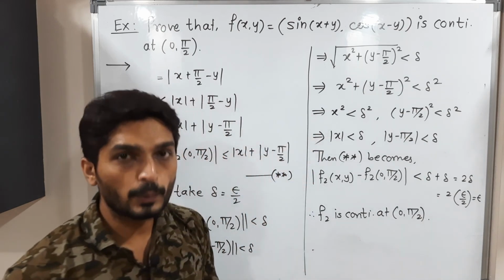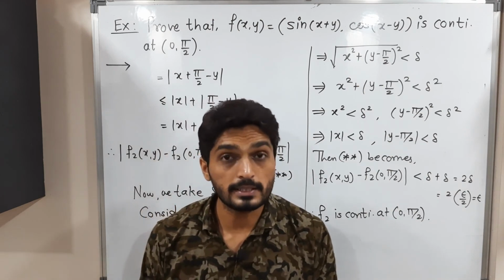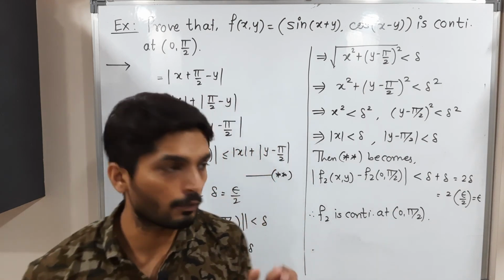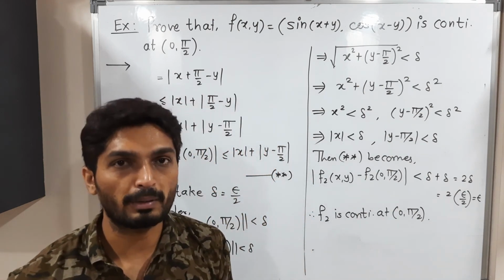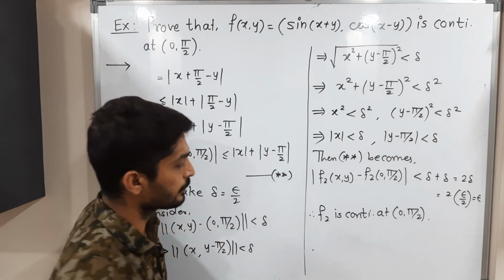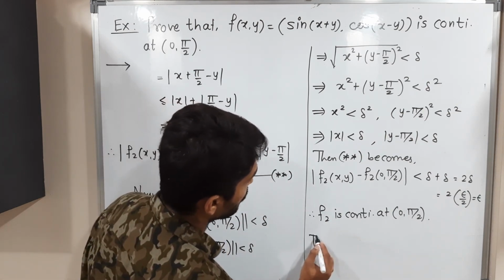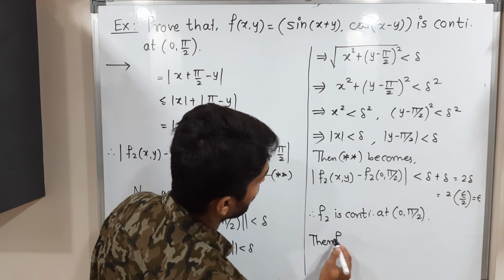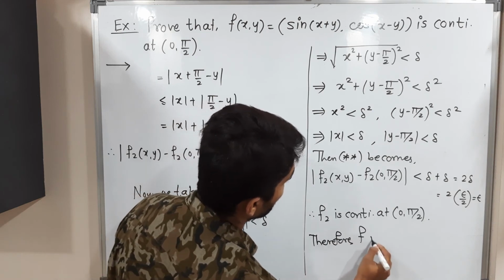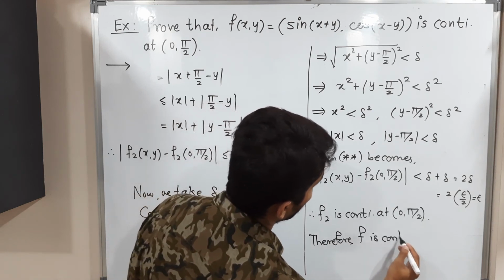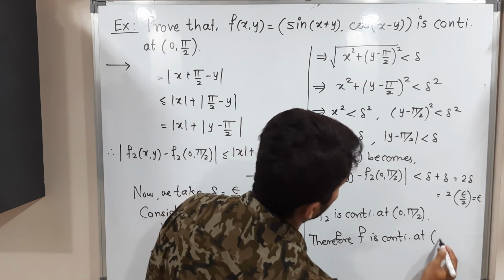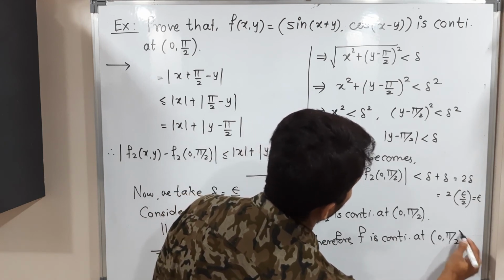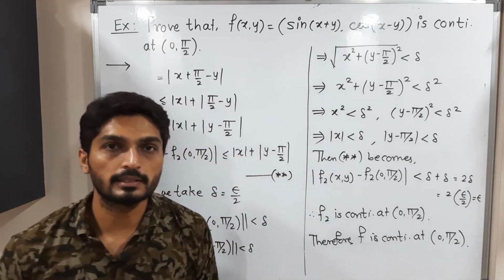First we proved f1 is continuous at (0, pi by 2). Now we proved f2 is continuous at (0, pi by 2). Therefore f is also continuous at (0, pi by 2). In this way we completed this example.